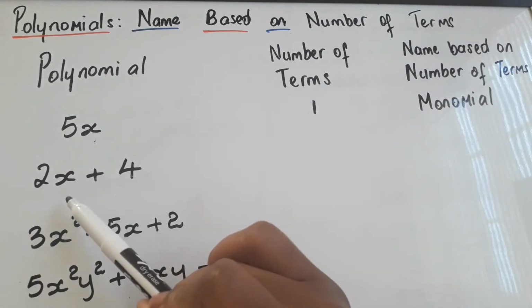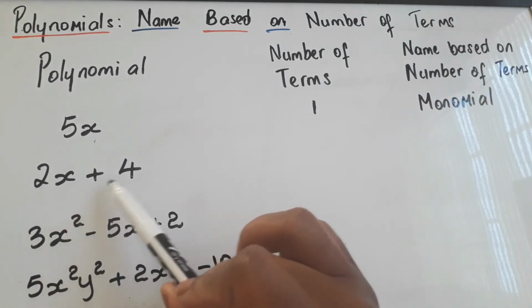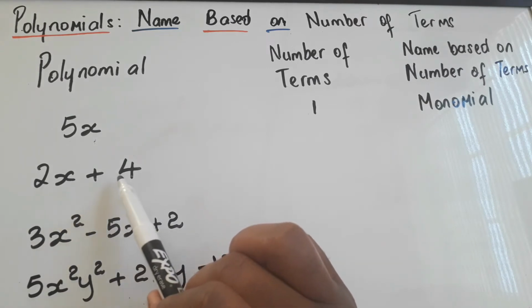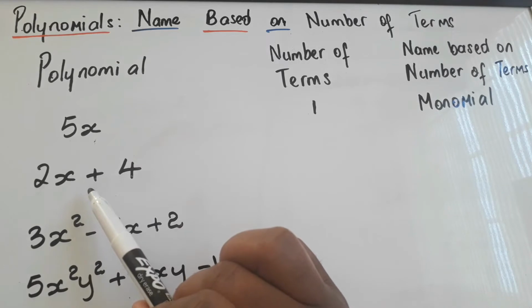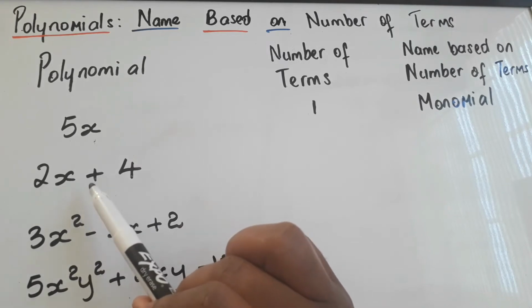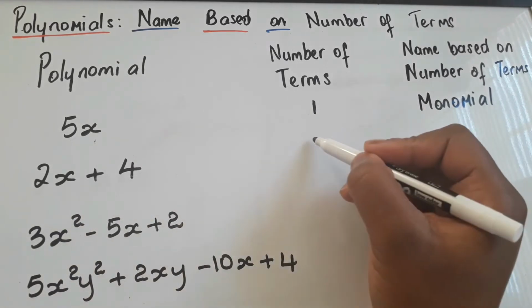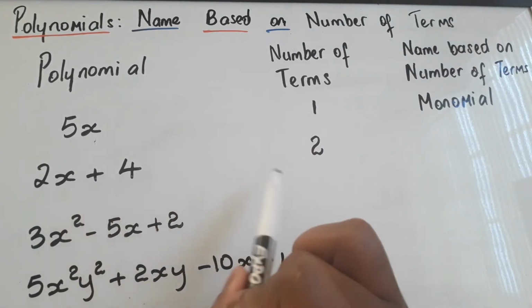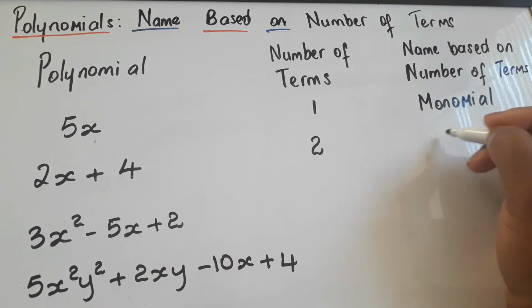Now looking at the next polynomial, guys, it is 2x plus 4. So here we have two terms in this polynomial, guys, that are connected by the arithmetic operation of addition. So here we can see that the number of terms is 2, and the name of this polynomial based on the number of terms that it has is binomial.